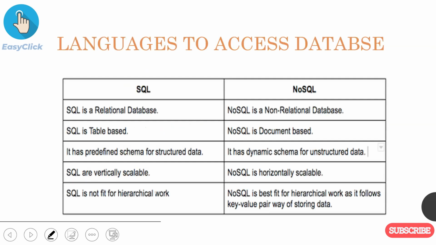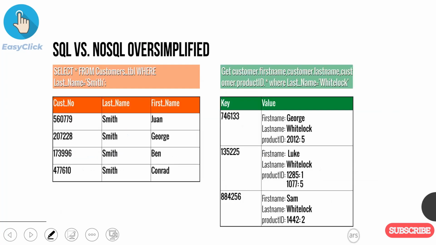These are the two languages to access our database, that is SQL and NoSQL. SQL is a relational database management system and NoSQL is a non-relational database management system, where if we are inserting the details, then in SQL it is stored in tabular form, whereas in NoSQL it is stored in document form. If we are storing the data, then in SQL it will be inserted vertically, and in NoSQL it would be inserted horizontally, right? So this is the example of SQL and NoSQL.